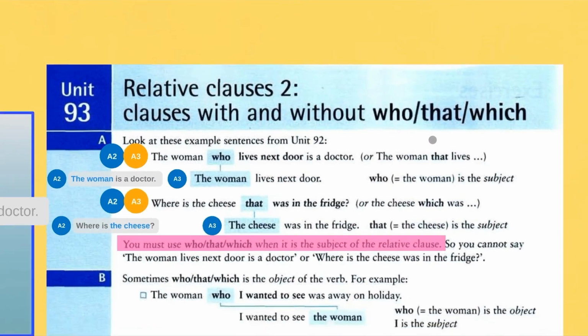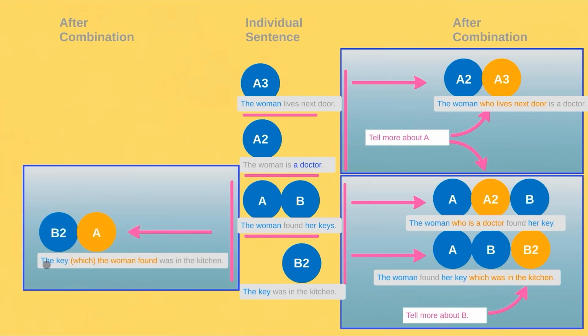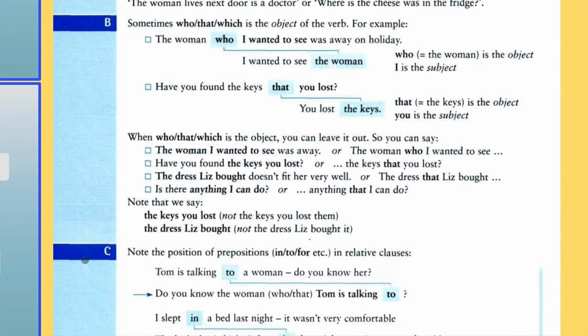Now, let's take a look at another combination. This part is a combination of a sentence that starts with subject A. How about if I want to start with object B? What is the combination? It will become the key was in the kitchen. And now change A to become a relative clause. It will be the key which the woman found was in the kitchen. You see, we deleted her keys in sentence A. This is how it works.